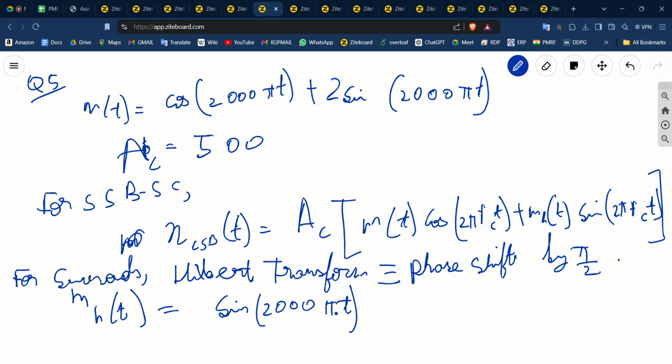For cos 2000 pi t, we add pi by 2 to the phase. When we add pi by 2, it goes to the second quadrant, where sine is positive, so this will be sin 2000 pi t. But in the second quadrant, cos is negative, so minus 2 cos 2000 pi t. So the Hilbert transform is sin 2000 pi t minus 2 cos 2000 pi t.